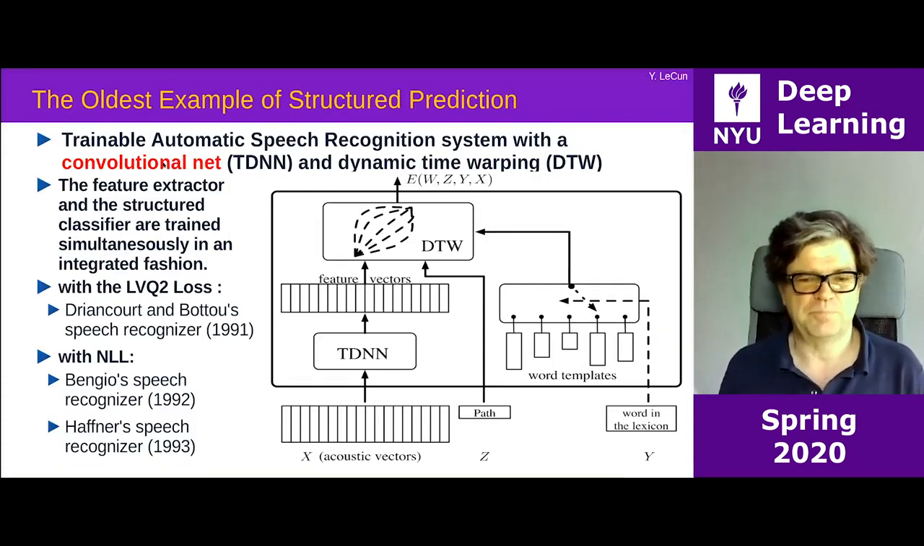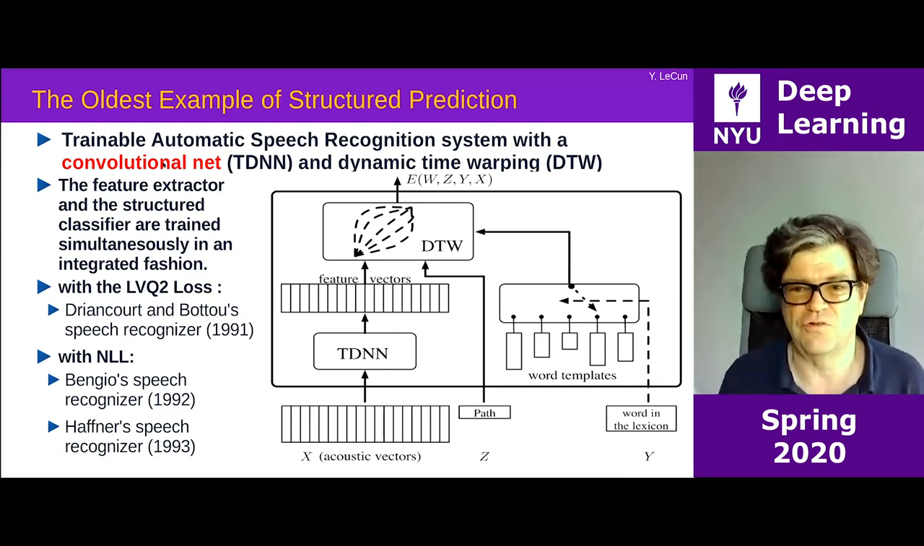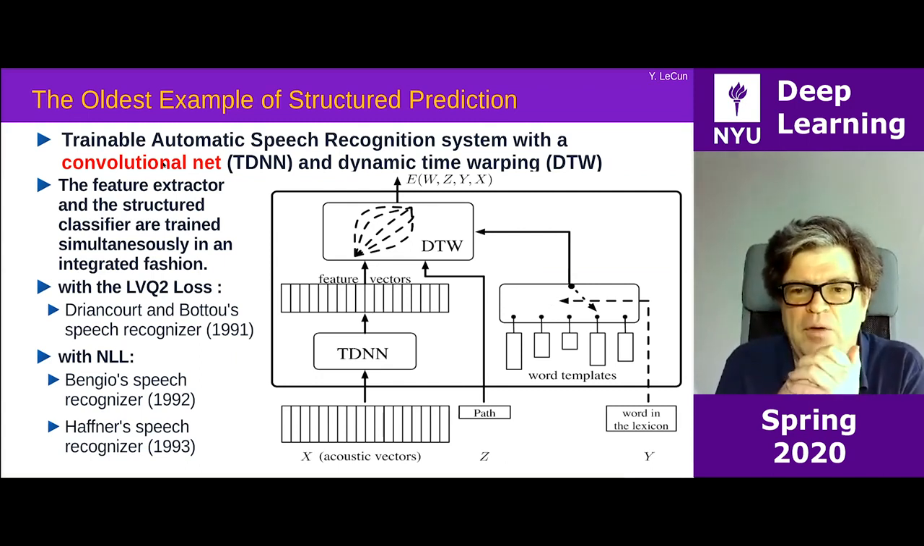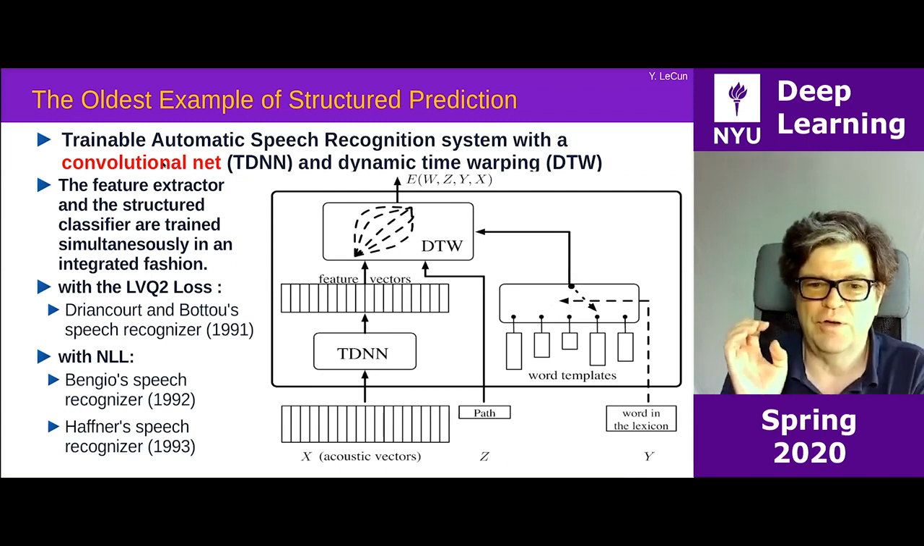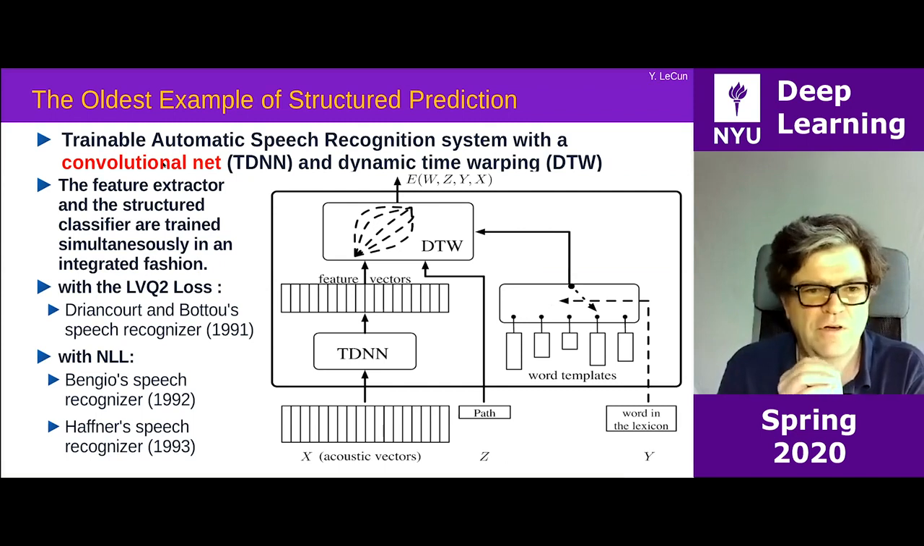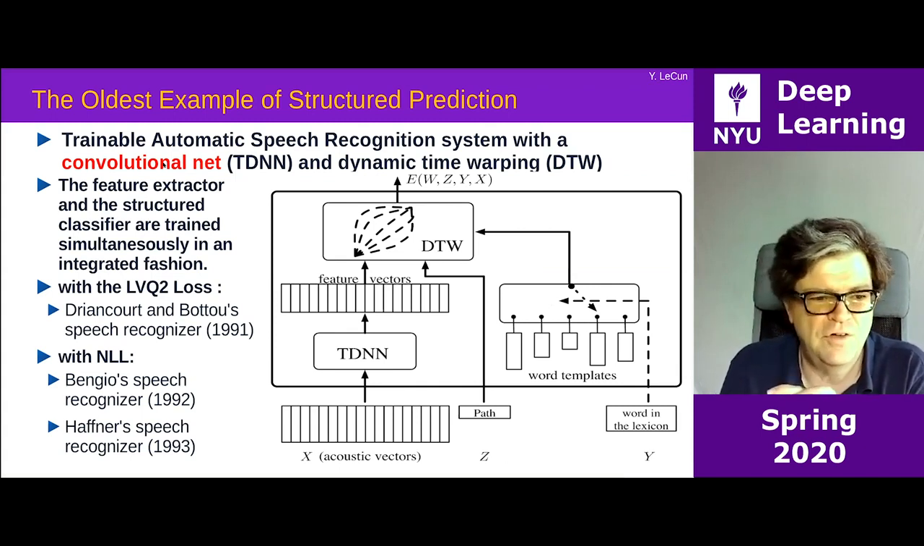There's a lot of work on this going back to the early days of speech recognition, so this is not a recent problem. In fact, I'm going to start with a little bit of history. In my mind, the first model to do structured prediction combined with neural networks trained discriminatively was this speech recognition model for words by Xavier Driancourt and Léon Bottou back in the early 90s, 1991.